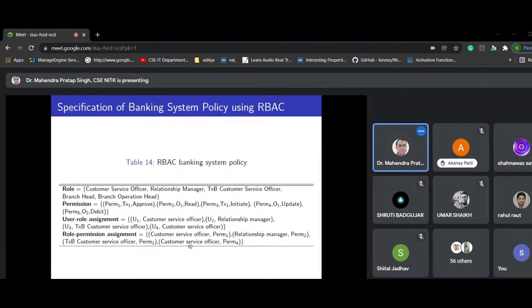Okay. So user role assignment is a subset of U cross R. Cross represents the Cartesian product. U is a user, R is a role, the Cartesian product of user and role. Fine. So see, 4 users are there and these many roles are there. If we create the Cartesian product of that, you will find all possible combinations. But what is actually captured here is only the allowed combinations, because our aim here is to control the dissemination of sensitive information.